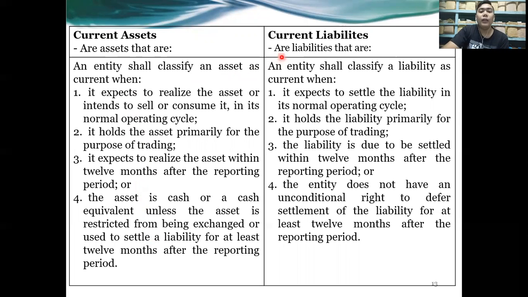Okay? So next, what is a current liabilities? So the same, almost the same lang mana ang ilang definition. Okay? So our liabilities that are, first, it expects to settle the liability in a normal operating cycle, which is normally 1 year. It holds the liability primarily for the purpose of trading. Okay? The liability is due to be settled within 12 months. Okay? And the entity does not have an unconditional right to defer settlement of the liability for at least 12-month periods after the reporting period. So, kapag wala man siya sa definition, more or less, non-current liability na siya.